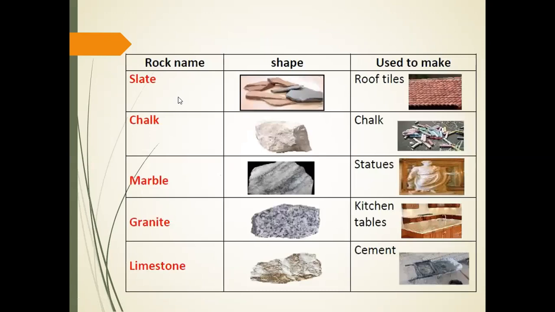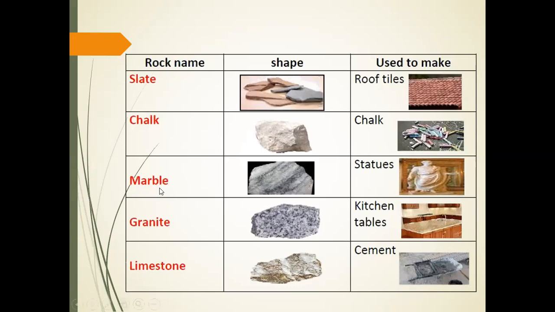Again, the rock name, its shape, and what it is used to make. First, they are not in the order as I said, but it's okay. The slate, this is its shape. It's used to make the roof tiles, the tiles which are in the roof above the houses. The second rock is the chalk, this is its shape. It's white, and we use it to make chalk, either the white chalk or the colored ones, and we use it to write on the blackboard.